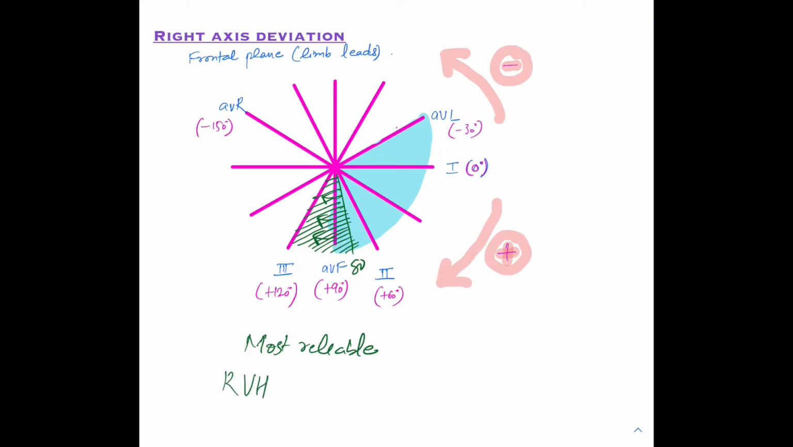And RVH is the most common cause of right axis deviation. Therefore, in an ECG, if you're looking at the limb leads and you make out a conclusion that it is indicating that there is presence of right axis deviation, that probably means that the patient might also be having RVH, because RVH is the most common cause of right axis deviation.